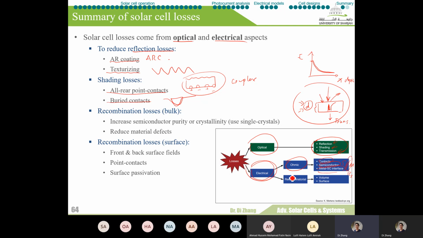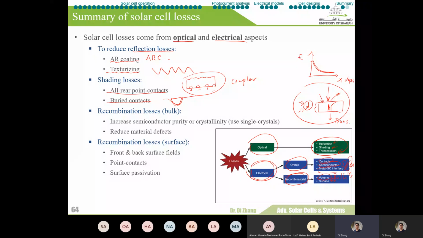And then a major electrical loss for a solar cell is obviously the recombination losses. Recombination losses that can come from bulk recombination losses. In this graph it is called volume recombination losses, but it is the same as the bulk recombination losses.